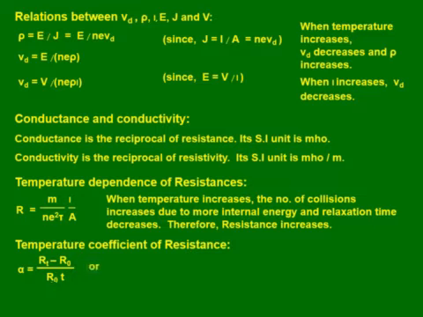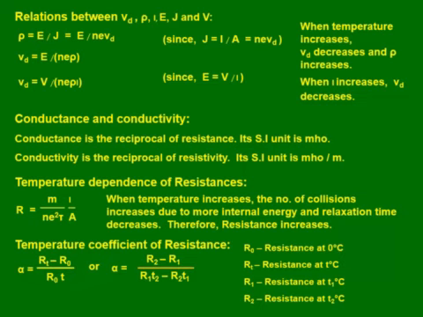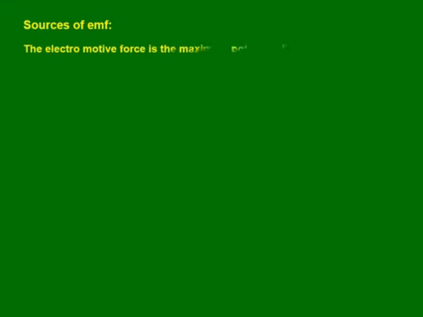Or you can say alpha is equal to R2 minus R1, if it is not R0, say R2 and R1, they are respectively the resistances at temperatures T2 and T1. So alpha can also be written as R2 minus R1 divided by R1 T2 minus R2 T1. R1 is the resistance at T1 degree centigrade, and R2 is the resistance at T2 degree centigrade. If R2 is less than R1, then alpha is negative. That will show that there is a fall of resistance with temperature.